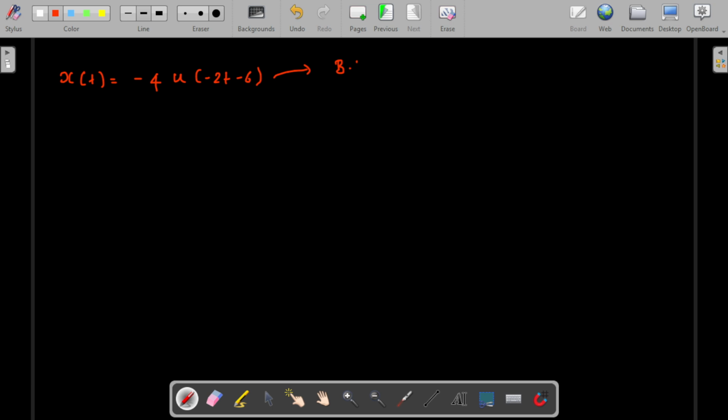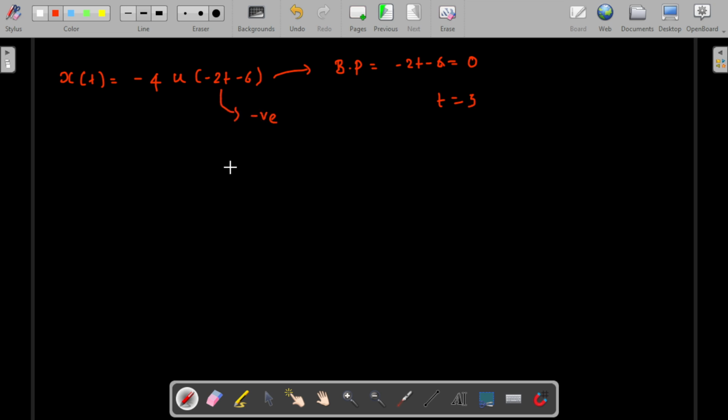So what is the breakpoint? If we equate this to 0, then t is equal to 3. So this is equal to 0. If we equate that to 0, then t is equal to 3. Okay, so this will be the breakpoint, and we can clearly state the sign of t.